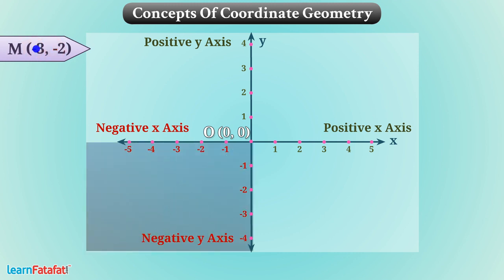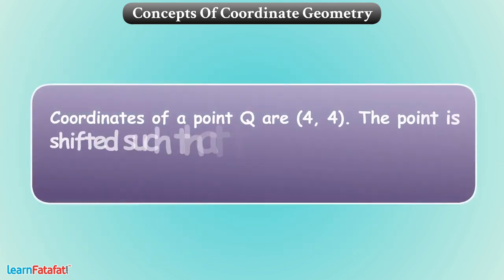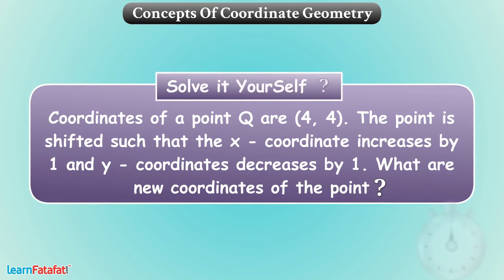We see that the x-coordinate is -3, which means that the distance of point M from the y-axis measured along the x-axis is 3 units to the left of the origin. In the same way, the y-coordinate is -2, which tells us that the distance of point M from the x-axis measured along the y-axis is 2 units in the downward direction of the origin. This is how we obtain the position of any point on the plane. Now here is a question for you. Solve it yourself.